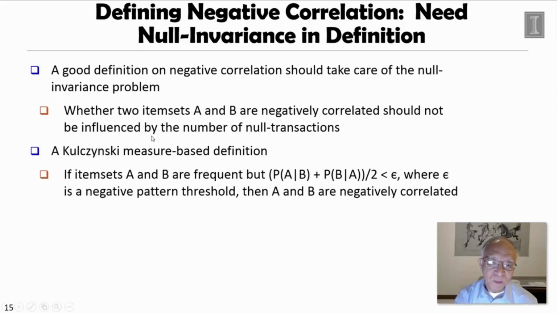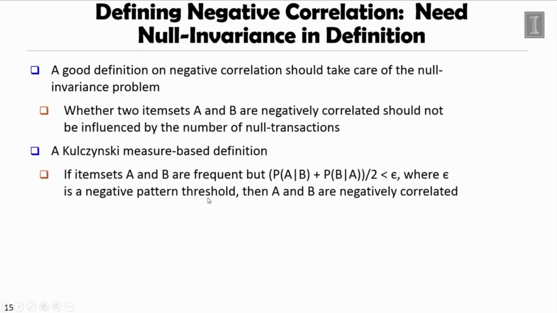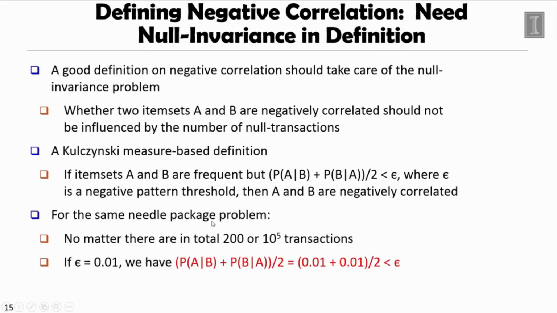Now we give you another interesting definition, which is a Kulczynski measure-based definition. If we want to say whether A and B are negatively correlated, what we need to see is that A and B are frequent, but the probability of A under the condition of B and the probability of B under the condition of A, their average should be less than epsilon, where epsilon is a small negative pattern support threshold.